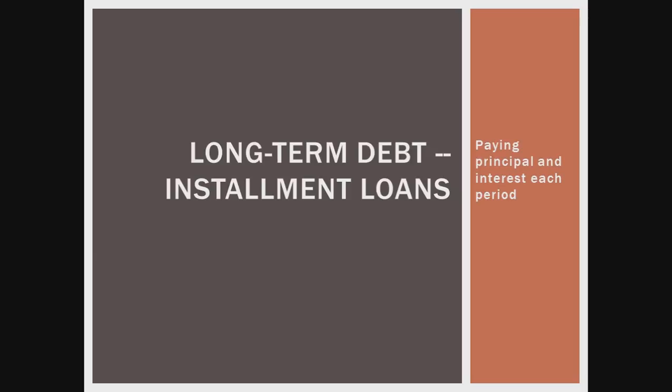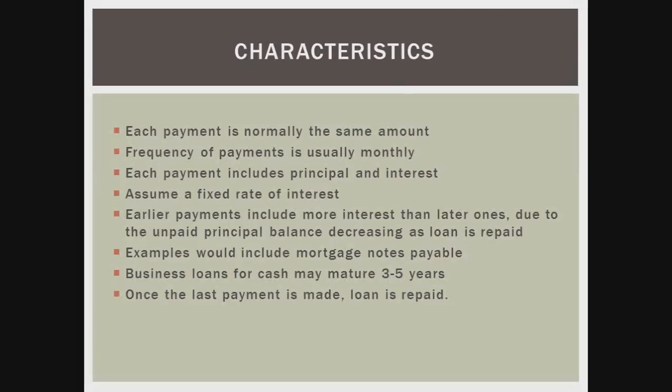We're going to talk about another type of long-term debt, which we can call installment loans. In this case, you actually repay the principal and you deal with interest on a regular basis, with each payment. Characteristics of this type of loan: normally you would expect monthly payments. The payments are the same amount each time.